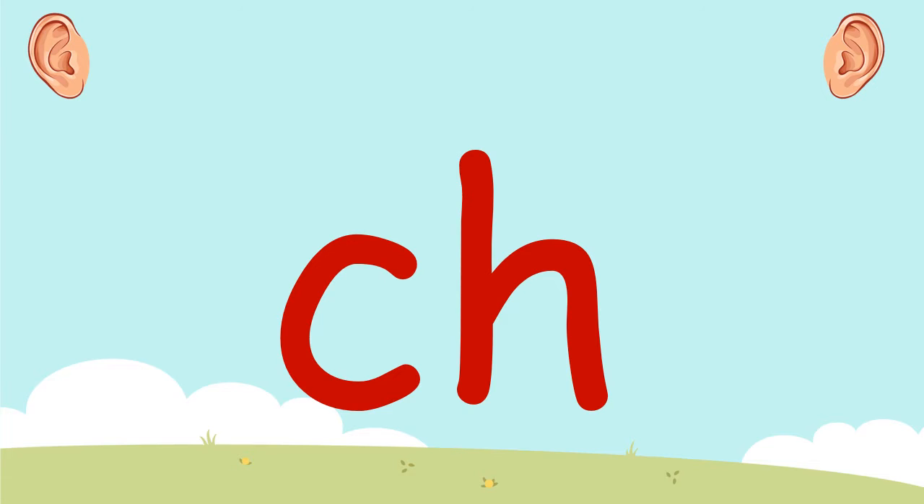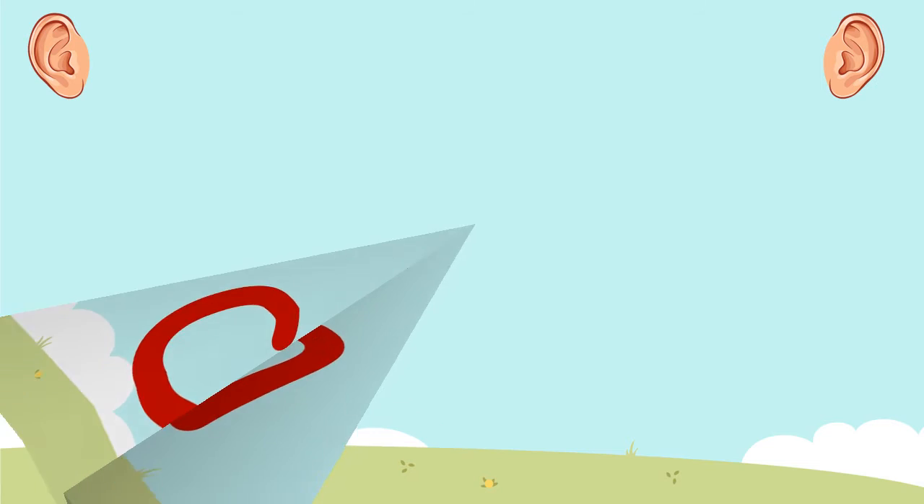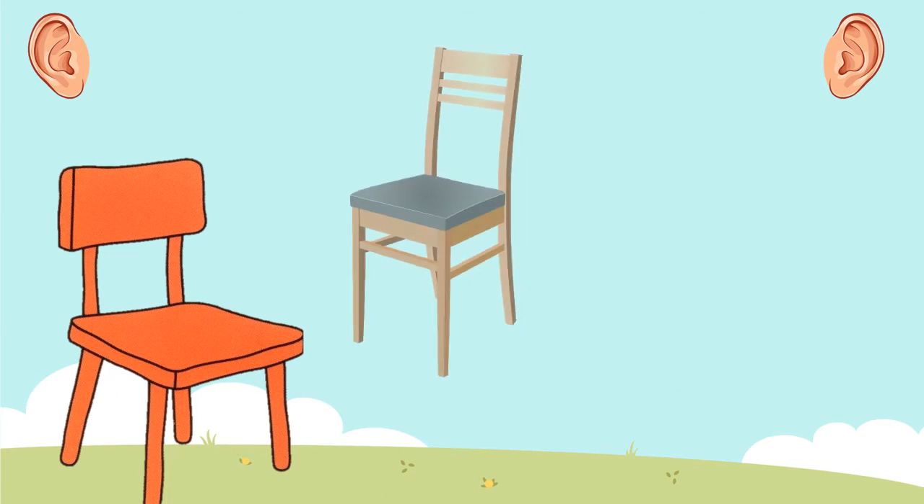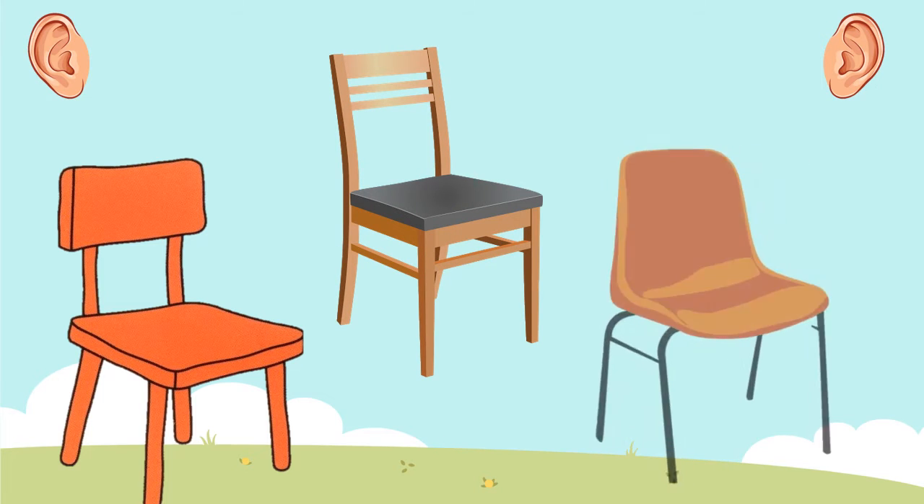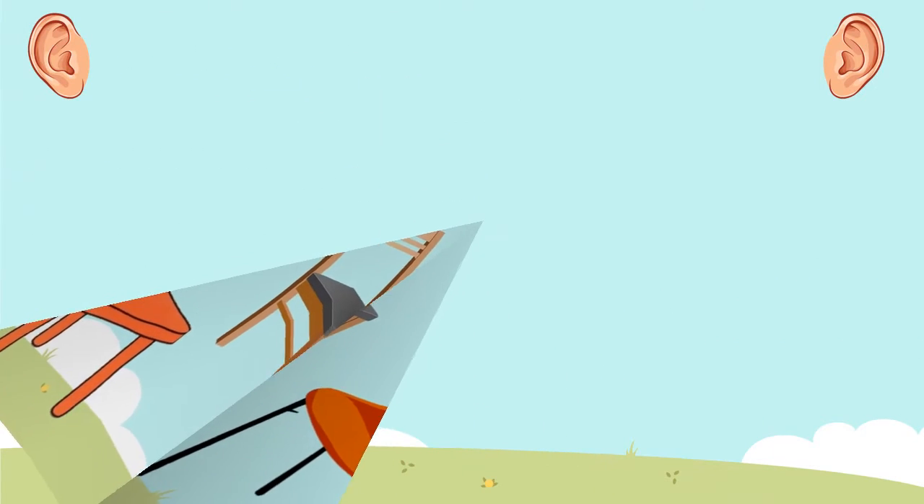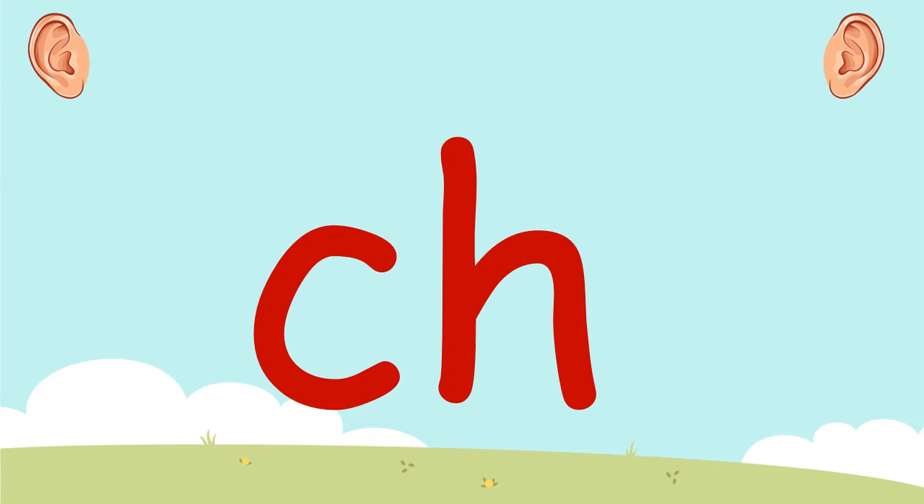Remember, we're dealing with the ch sound. What is that? And that? And that? What are those? Begins with the ch sound. You got it? Those are chairs. Chairs. They begin with the ch. Ch. Let's see if you know the next one.